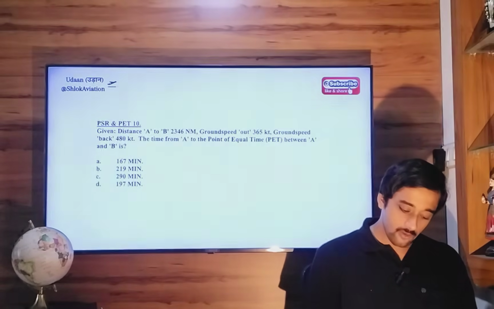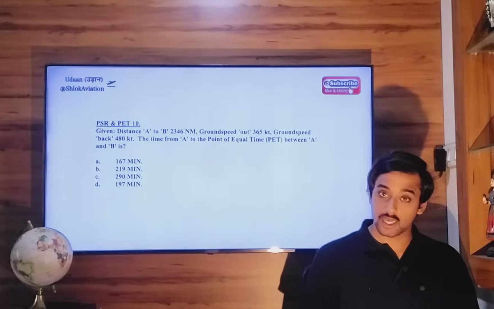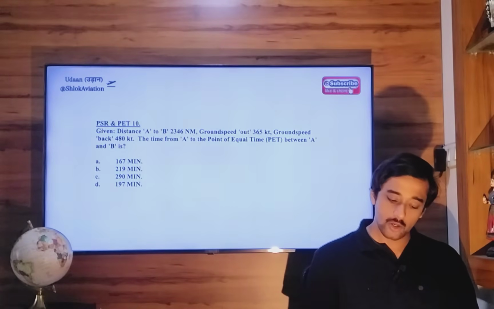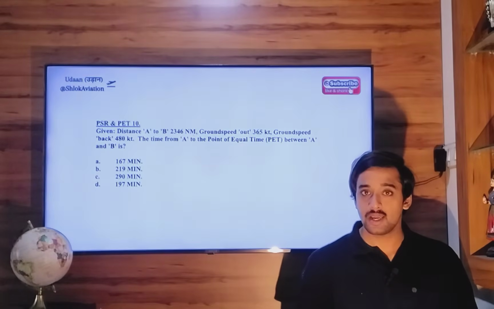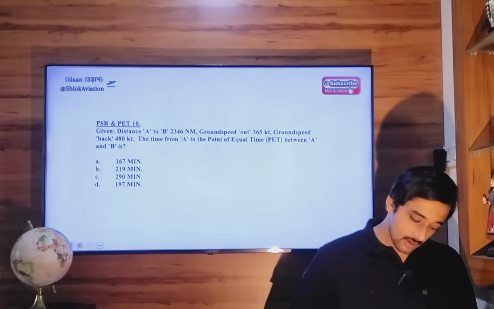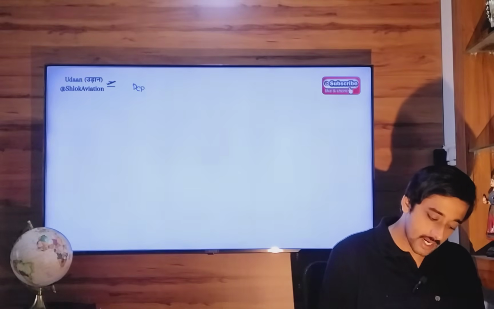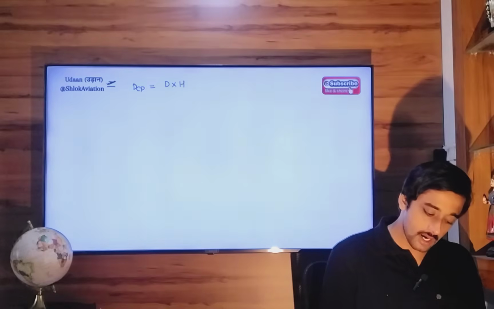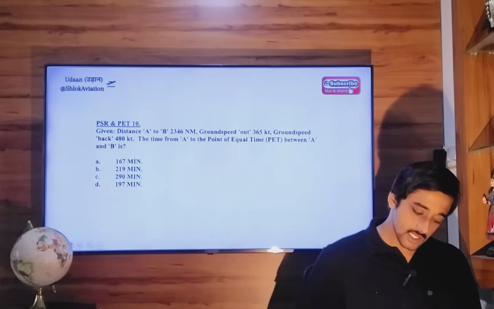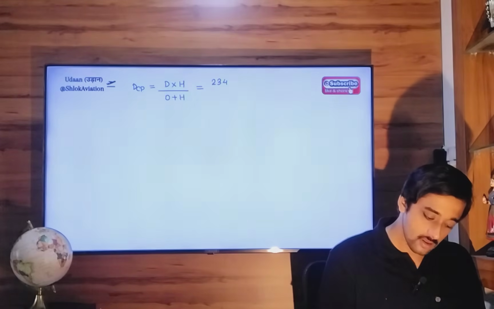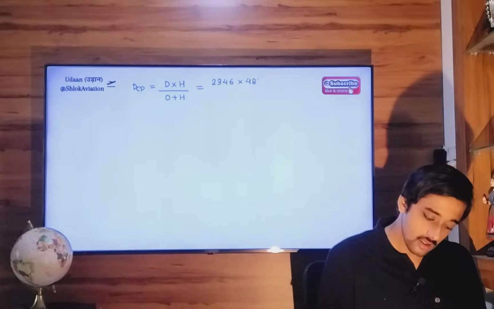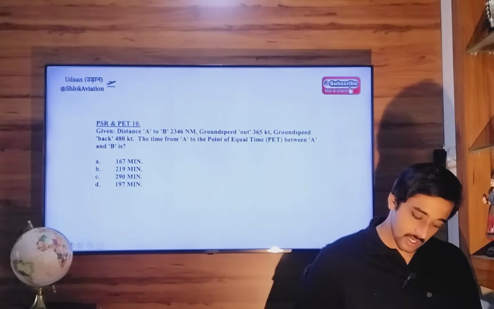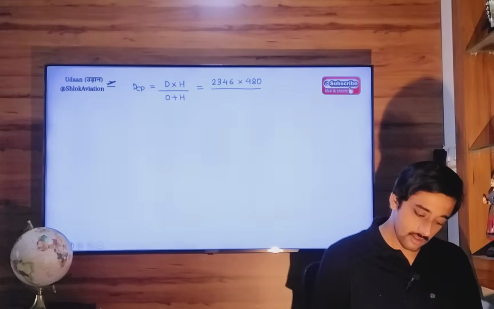Distance A to B is 2346. Outbound speed, homebound speeds are given to you. The time from point A to the point of equal time between point A, that is your departure, and point B, your destination, is what? So we will use the distance to critical point formula directly, which is total distance multiplied by homebound speed divided by outbound plus homebound. So total distance 2346, homebound speed is 480, divided by outbound speed 365 and 480.